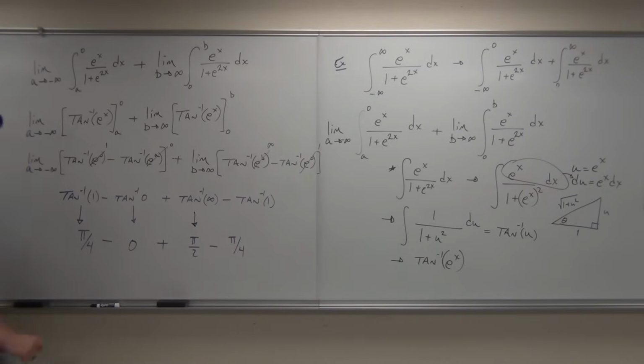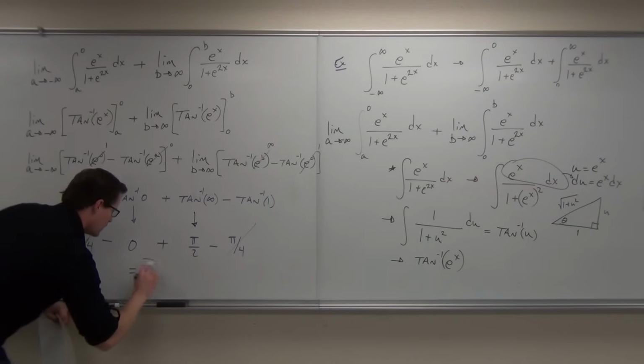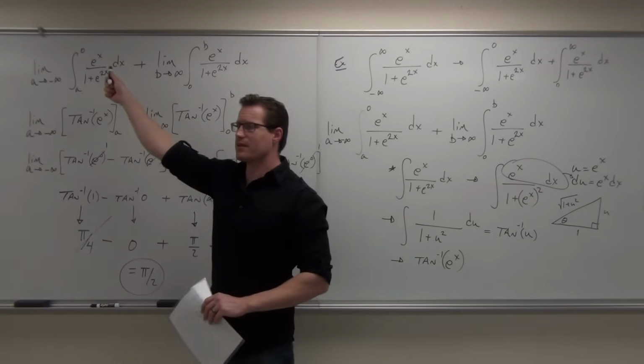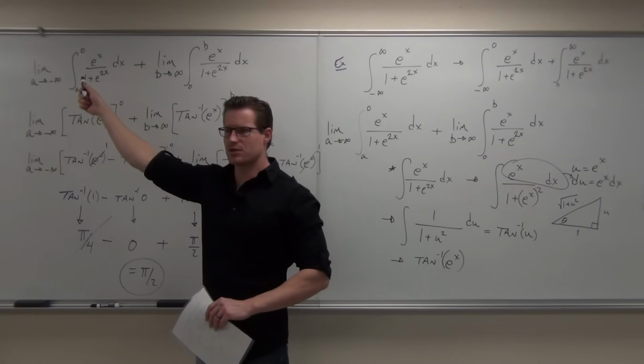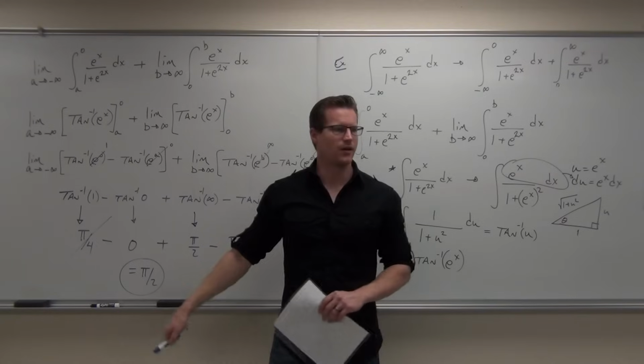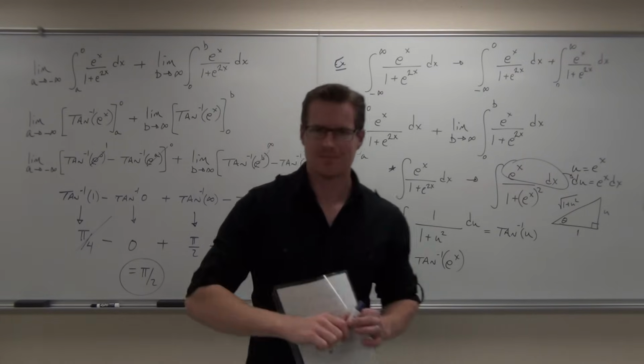What's our final answer? What floors me, what's really cool, is that we have this function with e to the x in there, e to the x over 1 plus e to the 2x, and somehow we get a pi over 2 out of that thing as a solid area. Isn't that kind of cool? Show of hands if that made sense to you. Good deal.